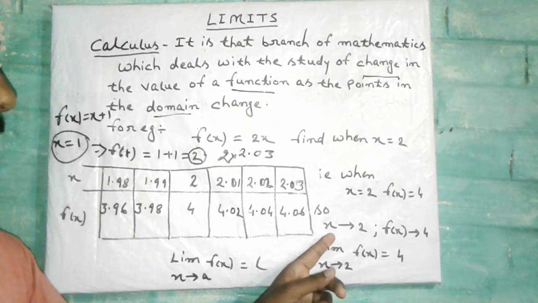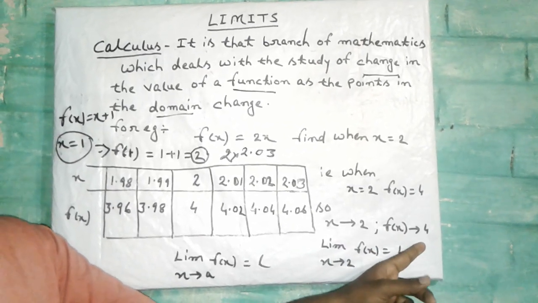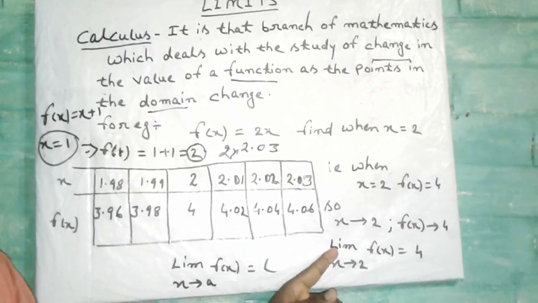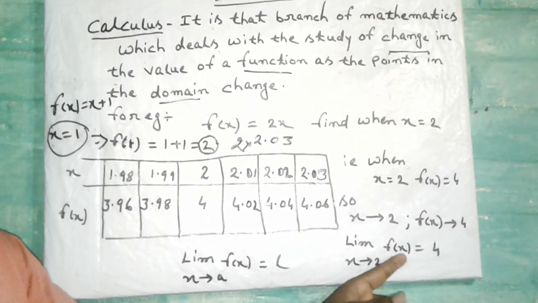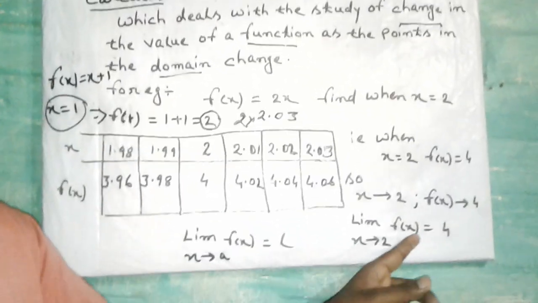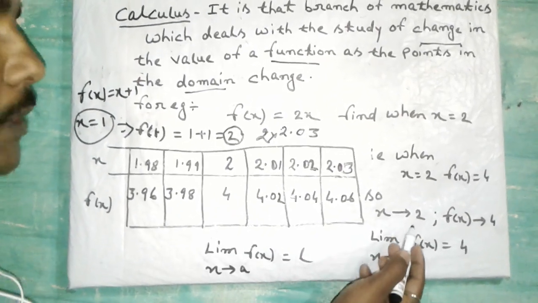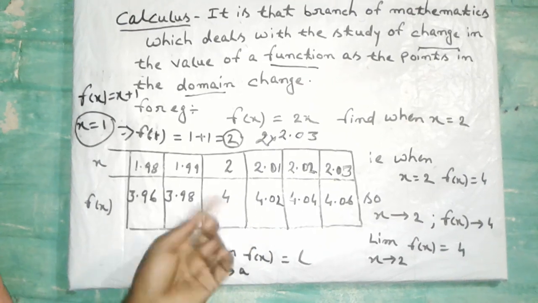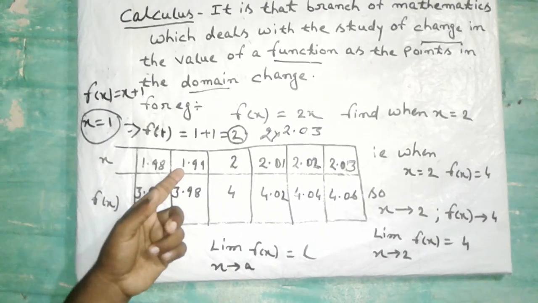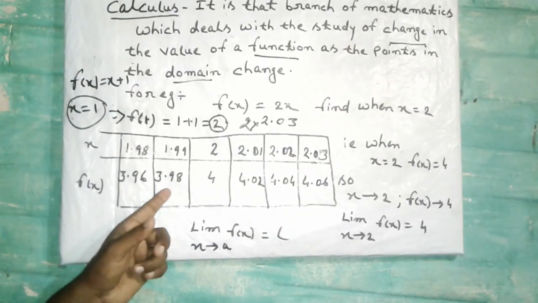This can be represented like this: when x tends to 2, f(x) tends to 4. This can be written in mathematical form as limit x tends to 2 of f(x) is equal to 4. If I put a value which is more than 2, I will get a value very close to 4, but that value will lie on the right side. And if I put a value slightly less than 2, I will get a value slightly less than 4, that is, the value will lie on the left side.